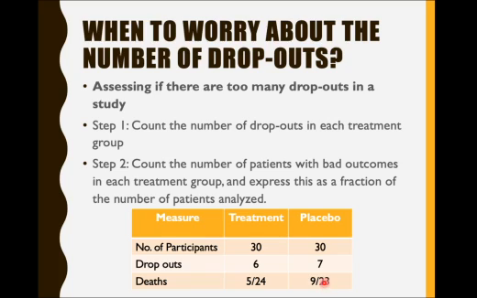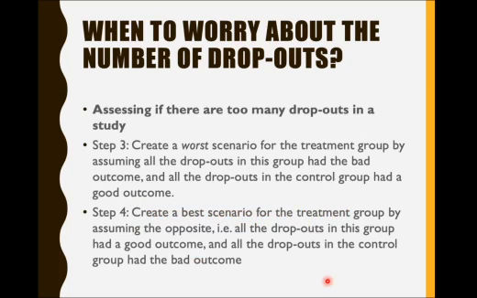So 23 remain. Now, step 3 is to create a worst scenario for the treatment group by assuming all dropouts in this group had bad outcomes and all dropouts in the control had good outcomes. Meaning, you always create a worst scenario for the treatment group. Worst scenario for the treatment group: all who dropped out in the treatment group, all of them died. And the dropouts in the control, all of them didn't die.